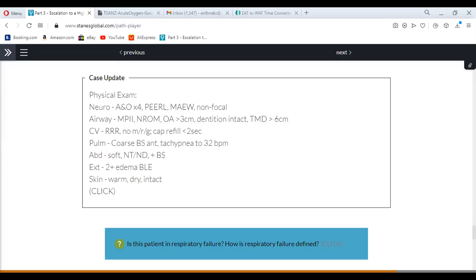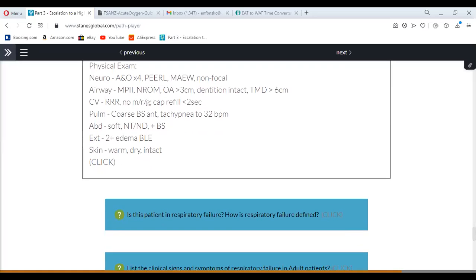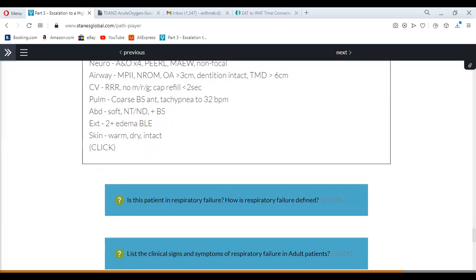The only significant findings here are the coarse breath sounds in the chest, and his tachypneic rate at 32 per minute. Abdomen is still the same, non-tender, non-distended, with bowel sounds present. There is edema bilaterally at the extremities. The skin is warm, dry, and intact. So the question here is, is this patient in respiratory failure? How is respiratory failure defined?